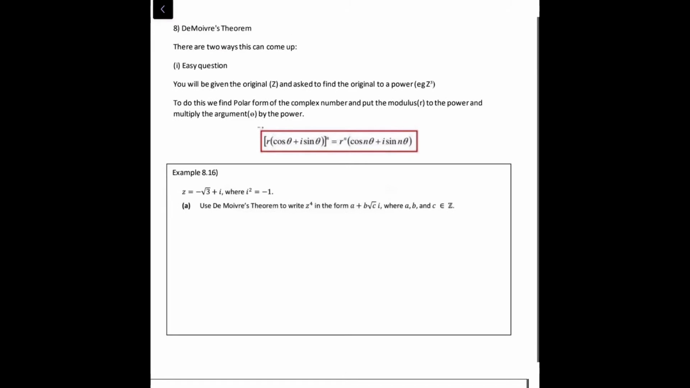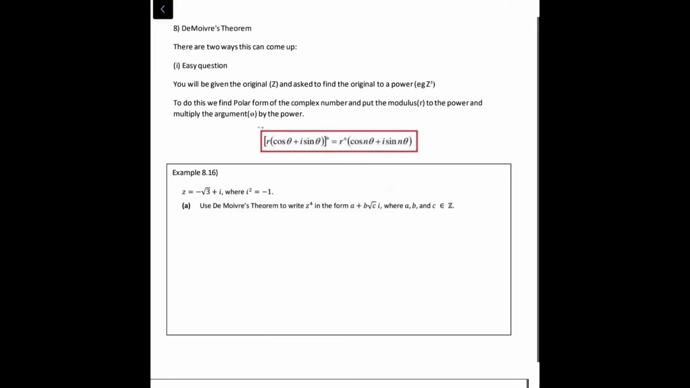Now, that's in the log tables. It says there that r is your modulus, your cos of your angle plus your i sine of your angle, and then that's put to the power of something. When that's put to the power of something, the r value is put to the power of that, and then inside, your angle is multiplied by it. That's what the n theta stands for, it's being multiplied by n.